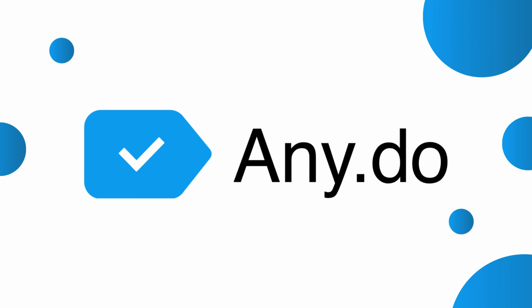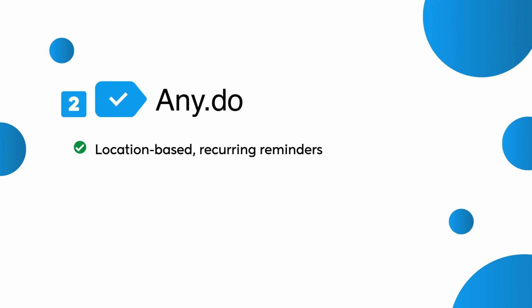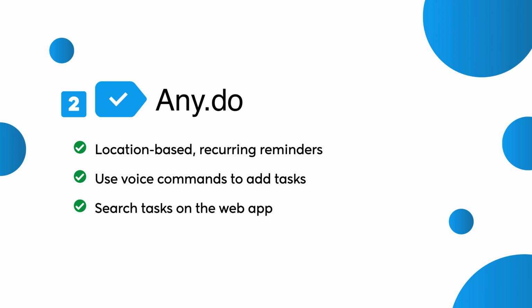Next, we have Any.do. This app lets you set reminders with custom alerts and use voice commands to add tasks on the go. This app allows you to search your to-do list on the web app. You can also email tasks directly to your list for convenience.